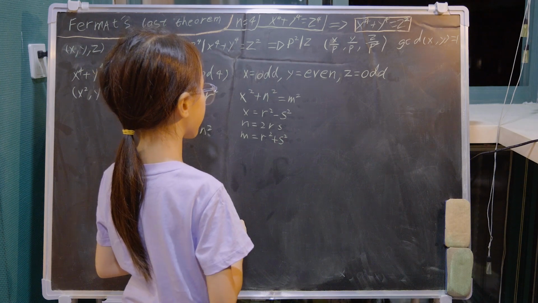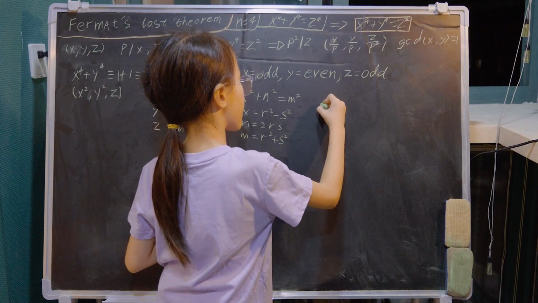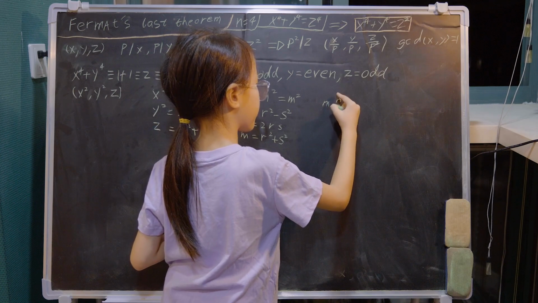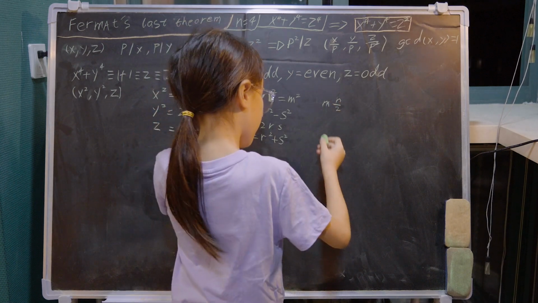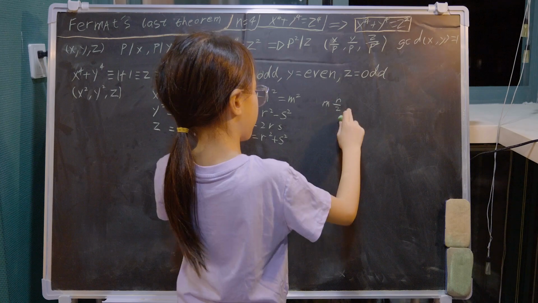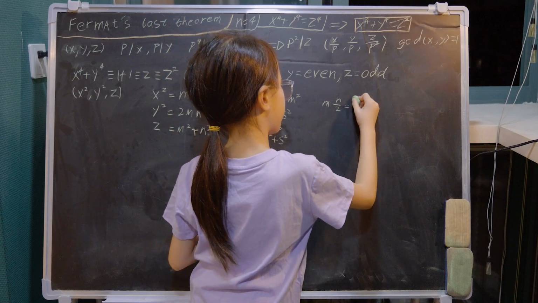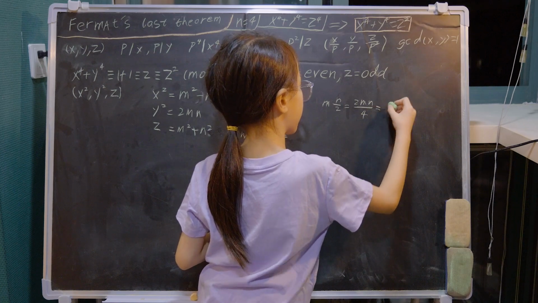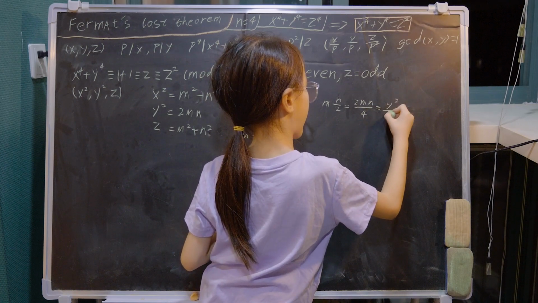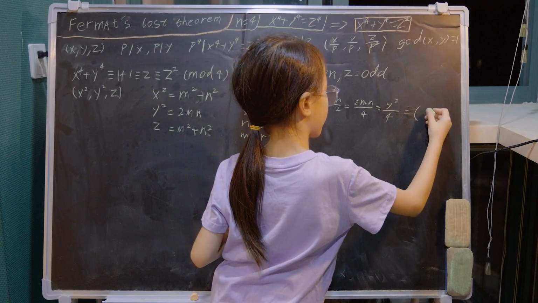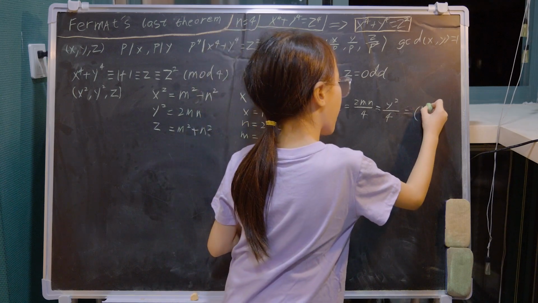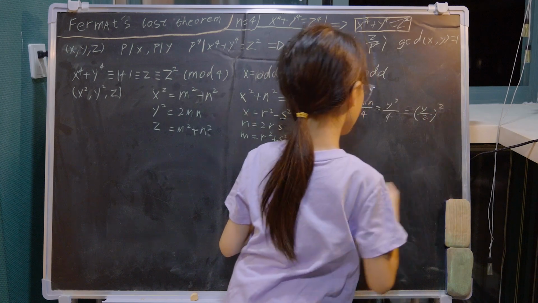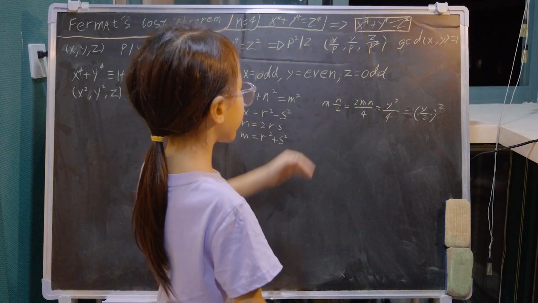So now what we're going to do is, we know mn divided by 2 is equal to 2mn divided by 4, and that's equal to y squared divided by 4. So that's equal to (y divided by 2) squared.